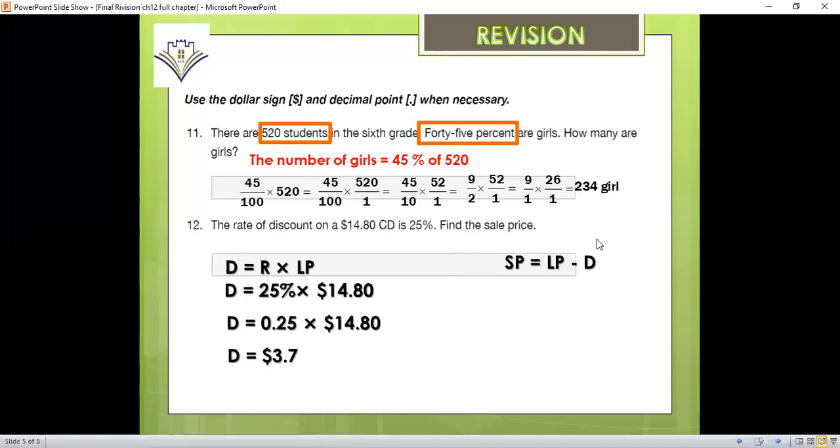And now the second step: you need to find the sale price. The sale price is equal to list price minus discount. Then the list price is $14.80 minus the amount of discount, which is 3.7. By subtracting, the sale price is equal to 11.1. Now, if you need to calculate the sale price, we should write these two formulas and apply them. Okay.